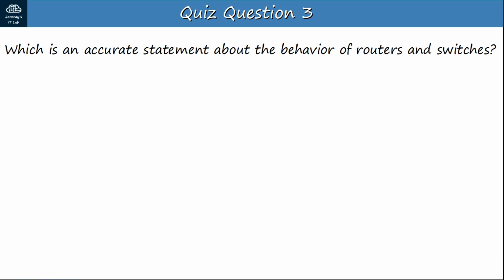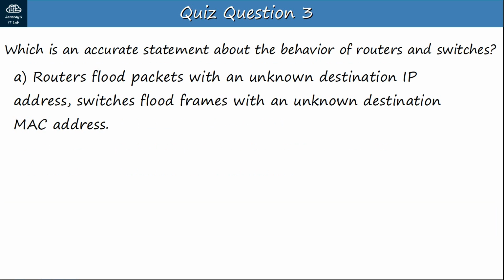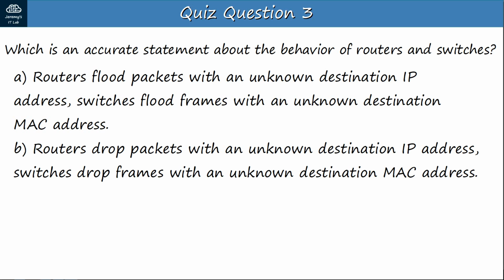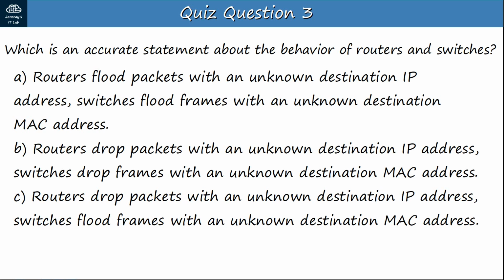Which is an accurate statement about the behavior of routers and switches? A. Routers flood packets with an unknown destination IP address. Switches flood frames with an unknown destination MAC address. B. Routers drop packets with an unknown destination IP address. Switches drop frames with an unknown destination MAC address. C. Routers drop packets with an unknown destination IP address. Switches flood frames with an unknown destination MAC address. Pause the video to think about your answer.